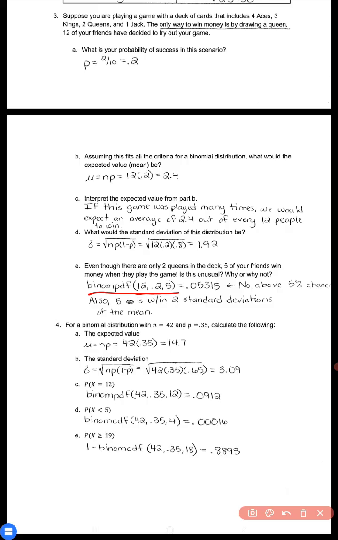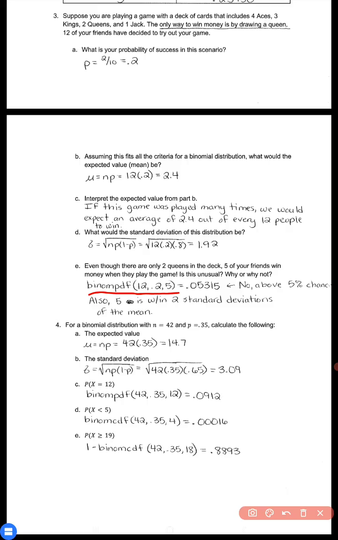0.50315. So while this is not the most common thing to happen, there is over a 5% chance that could happen, right? So while this is not the most common event, it's also not highly unusual. Generally, we look at something as unusual if it happens less than 5% of the time, or if it has less than a 5% chance of happening.